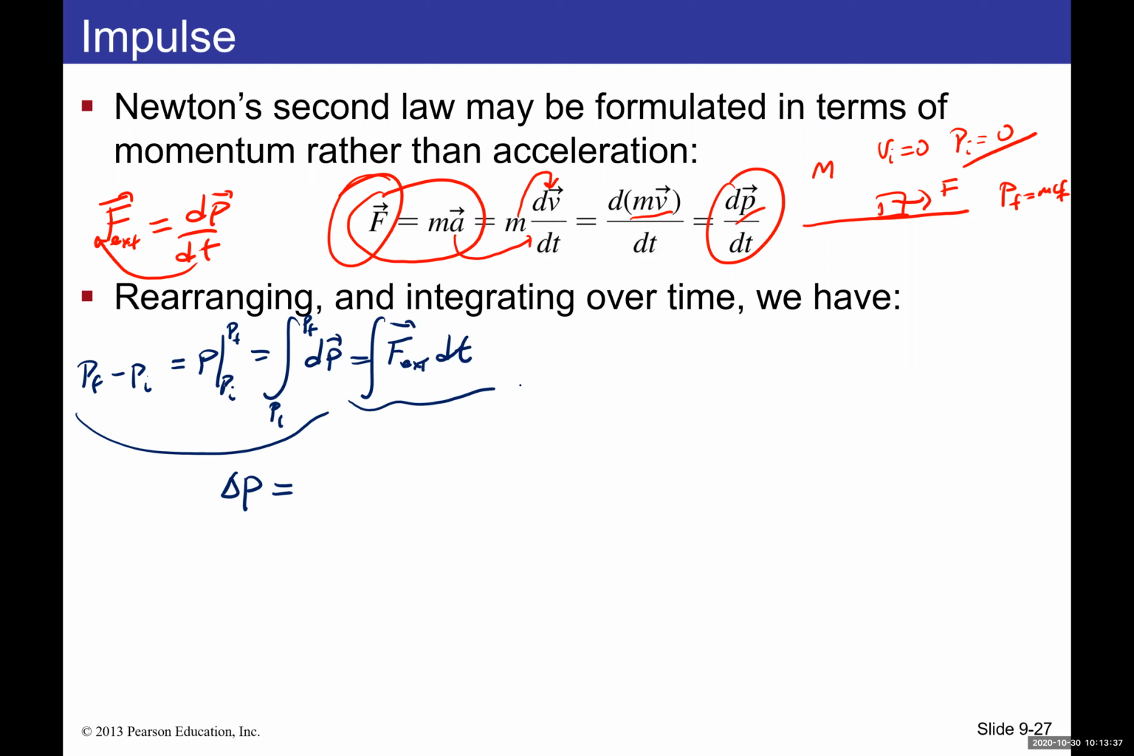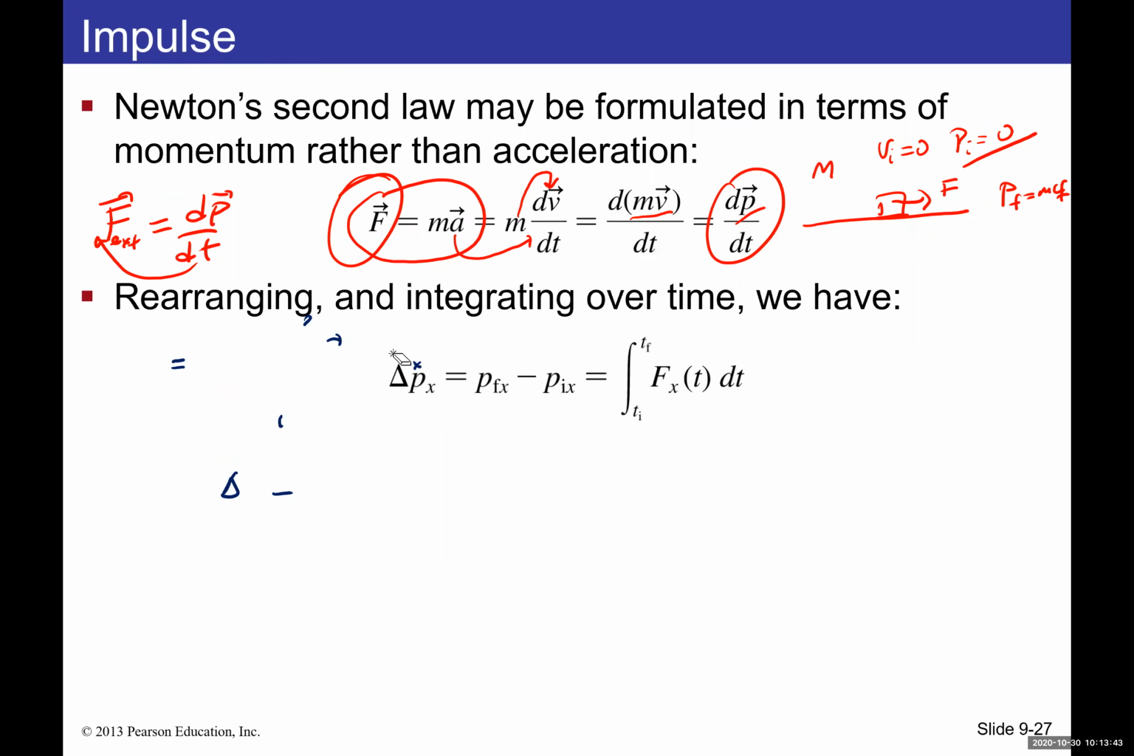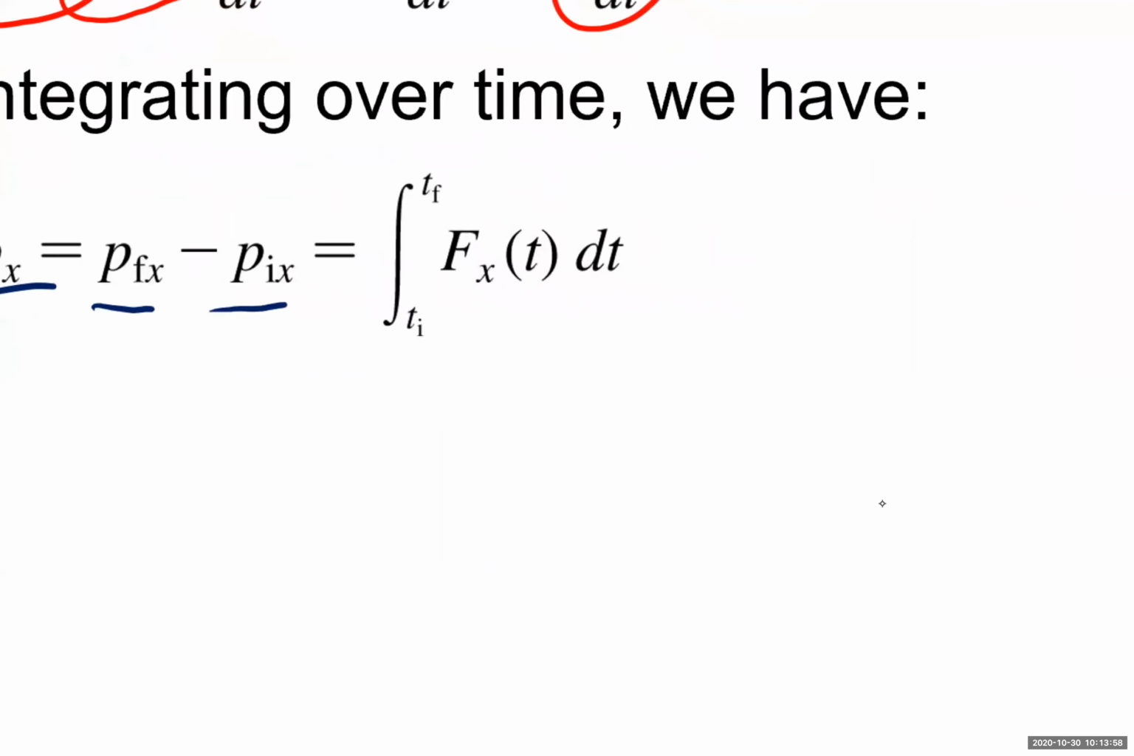Integral of f dt. Okay, so let's see what we get with that. In terms of what I have here, the left side becomes dp, delta p, which is p final x minus p initial x. The right side becomes the integral of f of x of t dt, and the limits are t initial, t final.